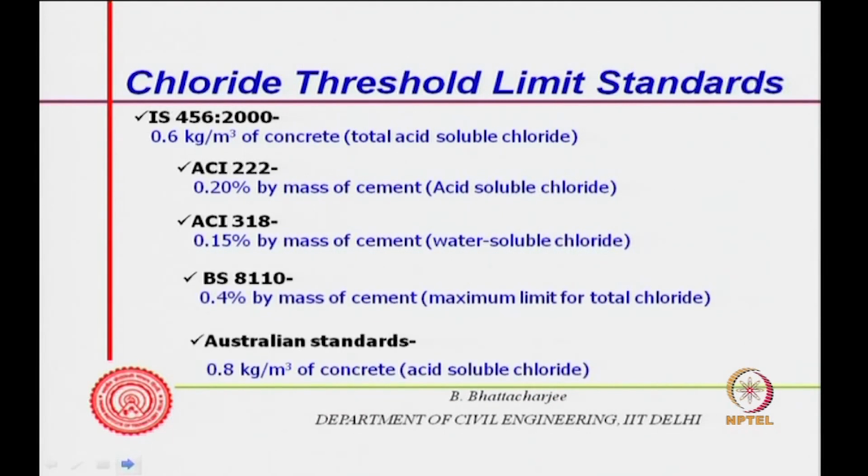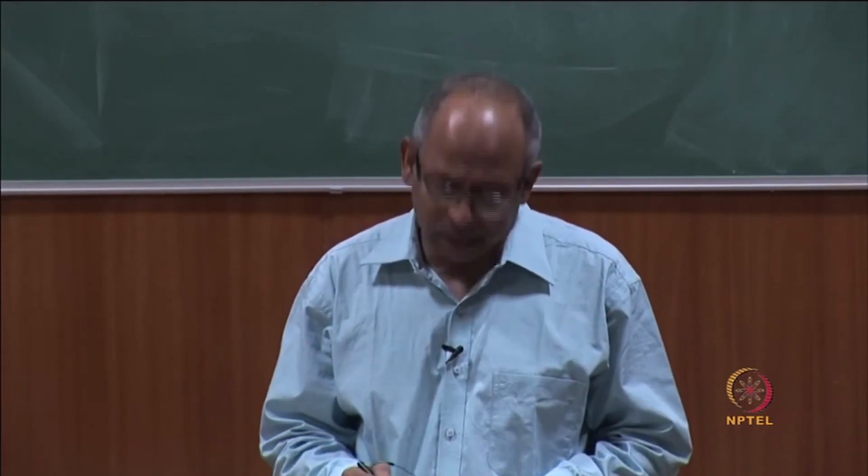And therefore, you find that various codes have different values. For example, IS 456 gives 0.6 kg per meter cube for RCC only. ACI 318 gives 0.20 percent by mass of cement, acid soluble chloride, and ACI 318.15 gives percent by mass of cement, water soluble chloride. So, this is acid soluble, this is water soluble. BS 8110 gives 0.4 percent by mass of cement, and this is for total chloride, and the Australian standard gives 0.8 kg per meter cube of concrete, acid soluble chloride. So, you see it varies, and it must also be varying because of experience, and it varies with the cement type and steel type.